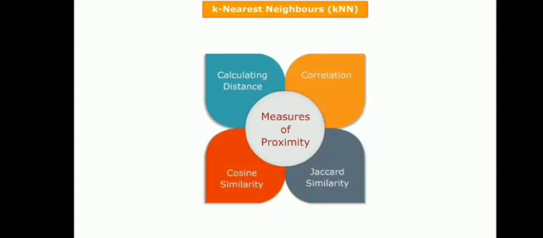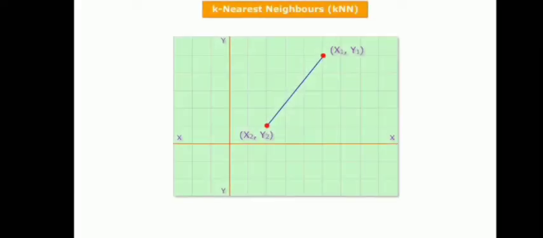These are called measures of proximity, and they include techniques such as calculating distance, correlation, Jaccard similarity and cosine similarity. Here you will come to know about the distance measure. The distance between 2 points x1, y1 and x2, y2 in a two-dimensional space can be calculated as distance d is equal to square root of (x1 minus x2) whole square plus (y1 minus y2) whole square.